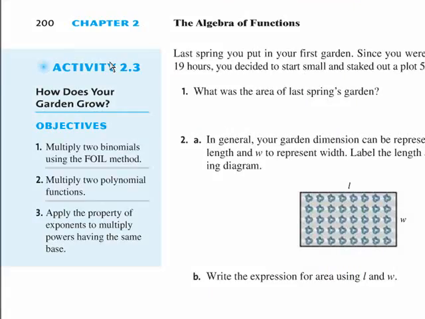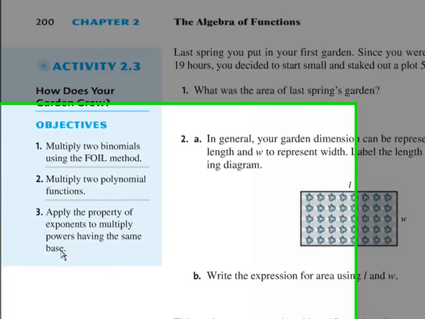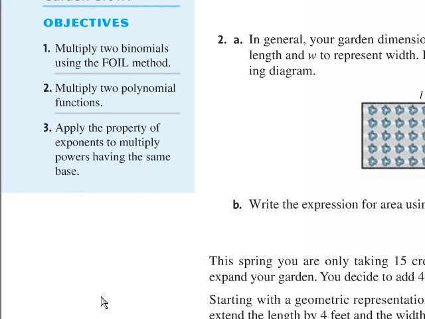Over here you're going to have the objectives. This is what I would like the title of the section to refer to. What kind of math are we going to be doing? We're going to be multiplying binomials using the FOIL method, multiplying polynomials that are not necessarily binomials, and applying the property of exponents.